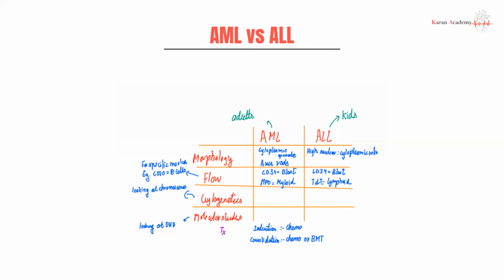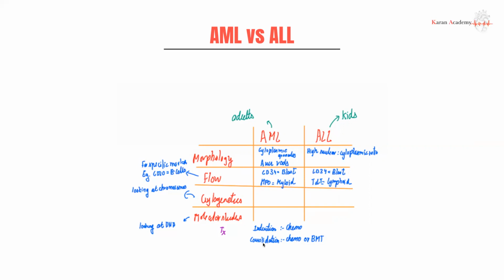So CD20 is something that's found on all B cells, right? CD34 is something that's found on all blast cells. Don't remember these numbers, just for this bit. Both of them would be CD34 positive because both of them are blasts. You then have myeloperoxidase or MPO that's specific to myeloid cells, and then TDT that's specific to lymphoid cells. So therefore, AML would be CD34 positive, MPO positive, TDT negative, while ALL would be CD34 positive, TDT positive, MPO negative. I hope that kind of makes sense.